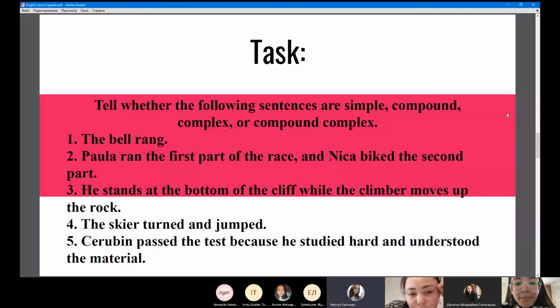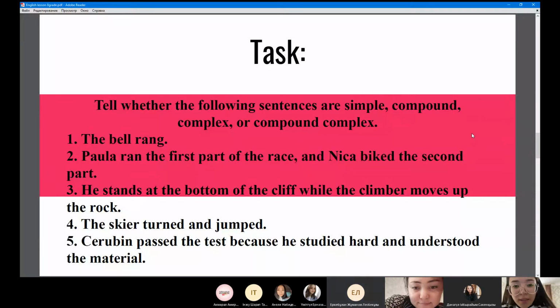The next one, Ahmed, please. He sat at the bottom of the cliff while the climber moved up the rocks. Complex. And the next one, please. The skier turned and jumped. Simple sentence. Good job. And the next one, Erkebulan. Rubin passed the test because he studied hard and understood the material. The compound. Good job, guys.